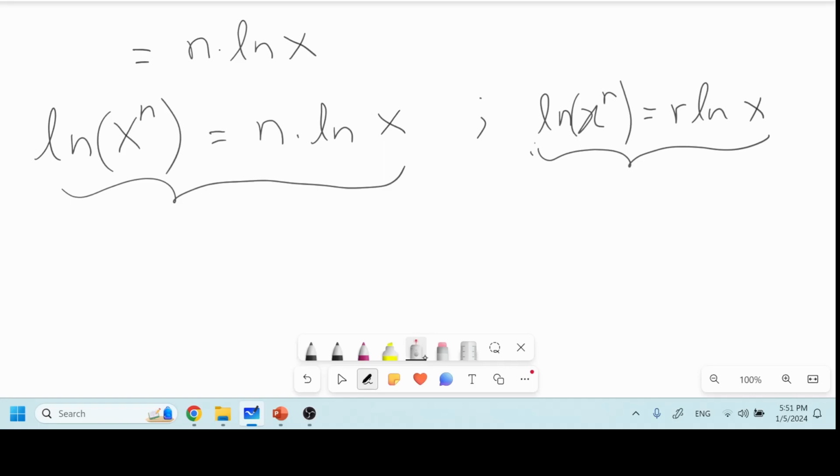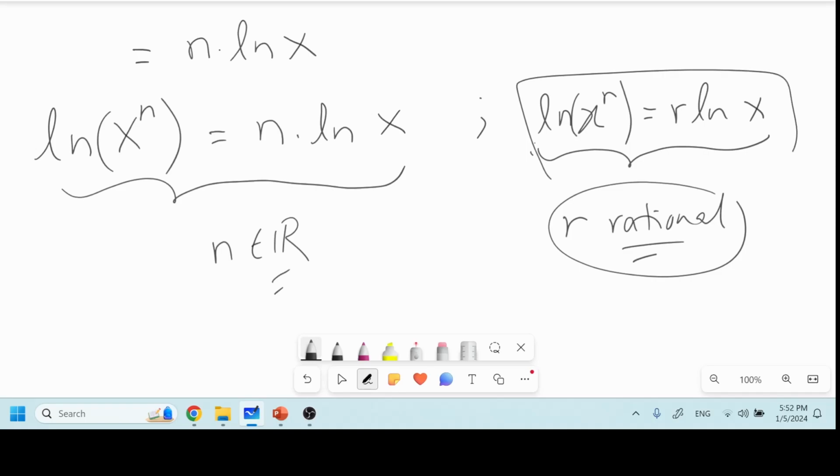The difference is that in our definition, n refers to any real number, whereas here r only refers to a rational number. The real numbers also contain irrational numbers, whereas r in this case only includes numbers that are rational. In other words, this version of the power rule is more general than this version, even though both equations look exactly alike.